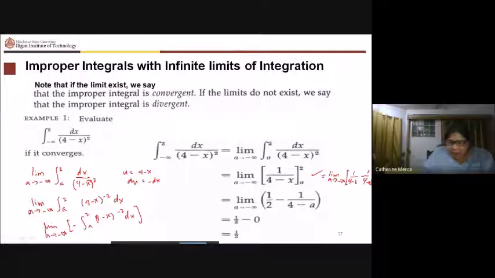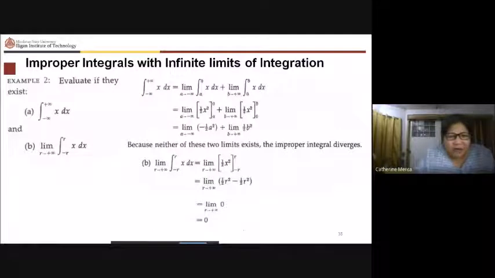So 1/2 minus 1 over 4 minus a, as a approaches negative infinity. But this 1/2 is a constant, so the limit of this is simply 1/2. And the limit of this one, 1 over 4 minus a, turns to negative infinity, so this one would become a very large value, so this will turn out to be 0. So I have a 0 here, and the answer is 1/2. Therefore, it is convergent because you have a value. It converges to 1/2.